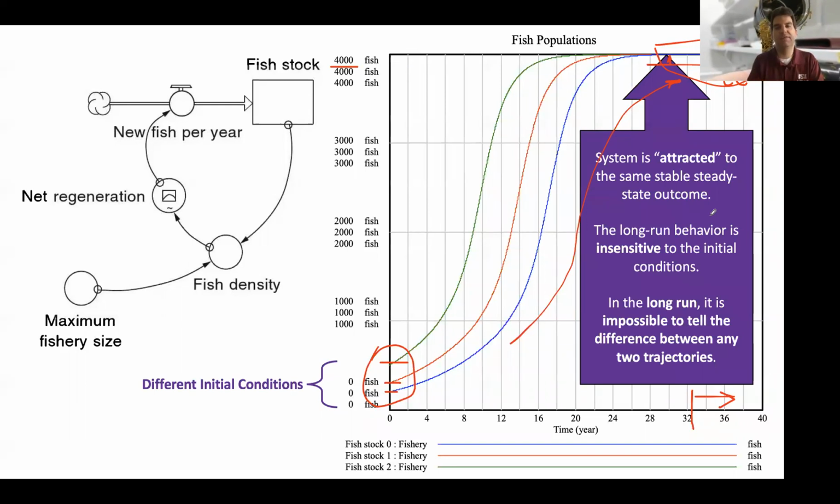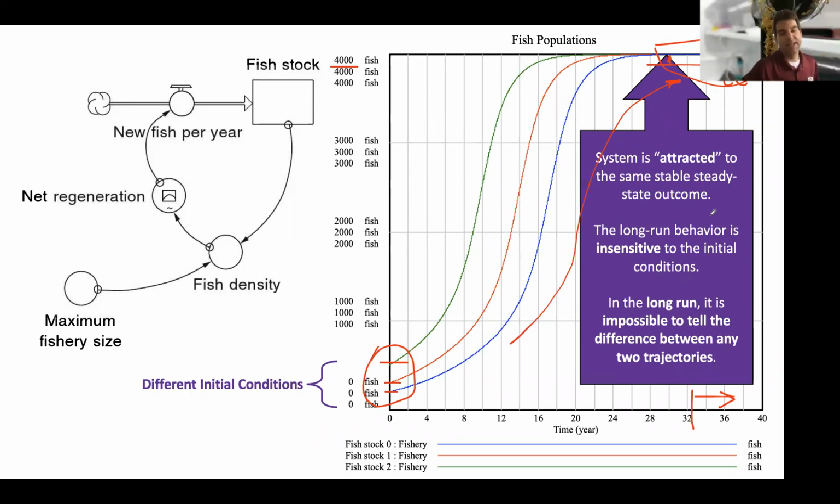The long run behavior is insensitive to the initial conditions. In the long run, it's impossible to tell the difference between any two trajectories. That's a good thing. It means that our models are easier to understand. We don't have to worry that we set up the wrong initial conditions. We can just focus on what happens in the long run. Everything will settle out, and eventually the long run behavior should be good.